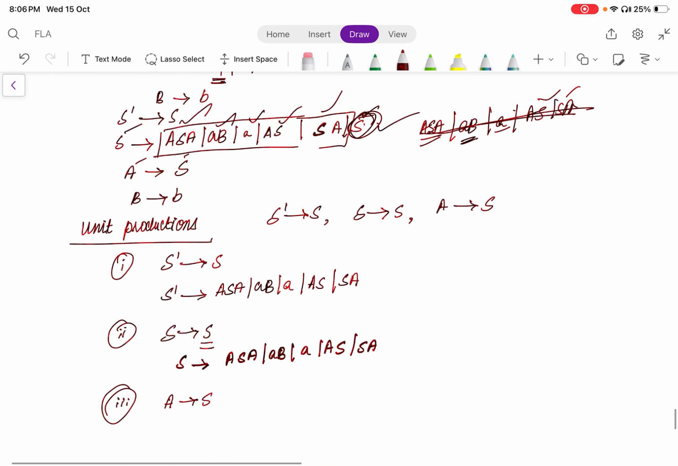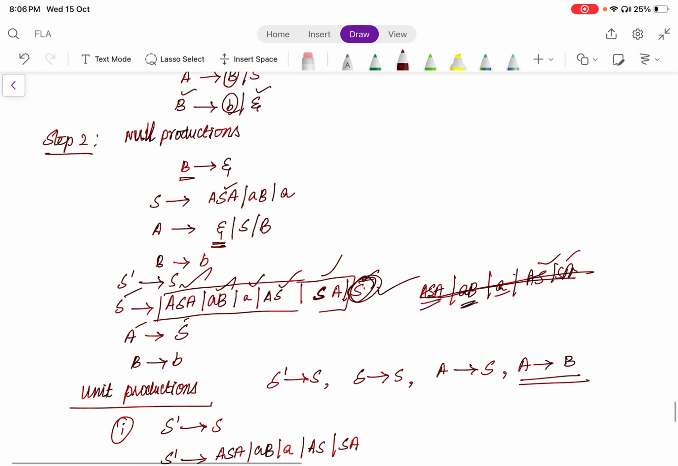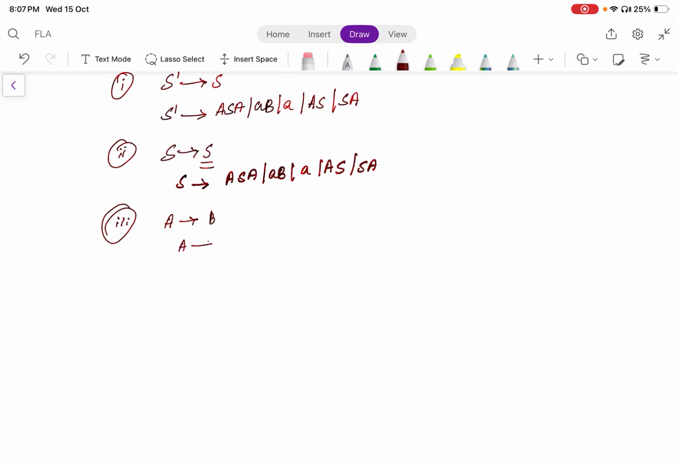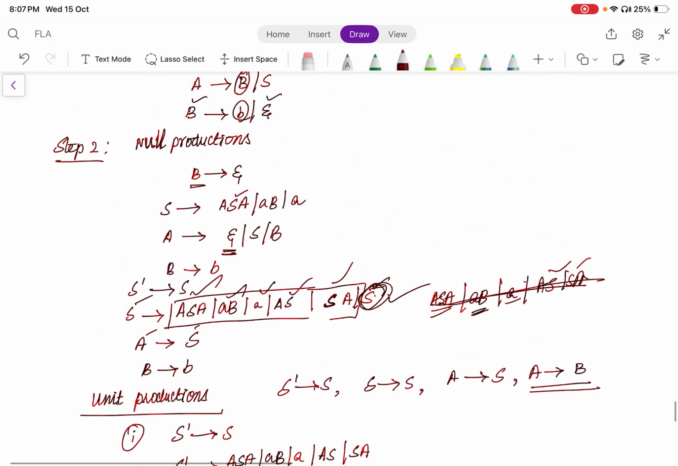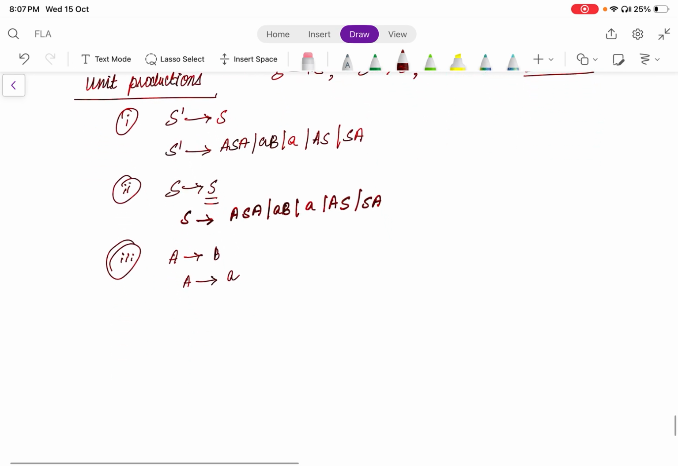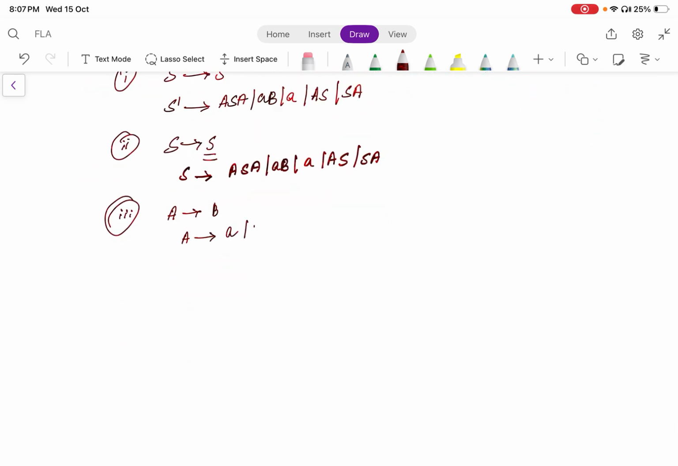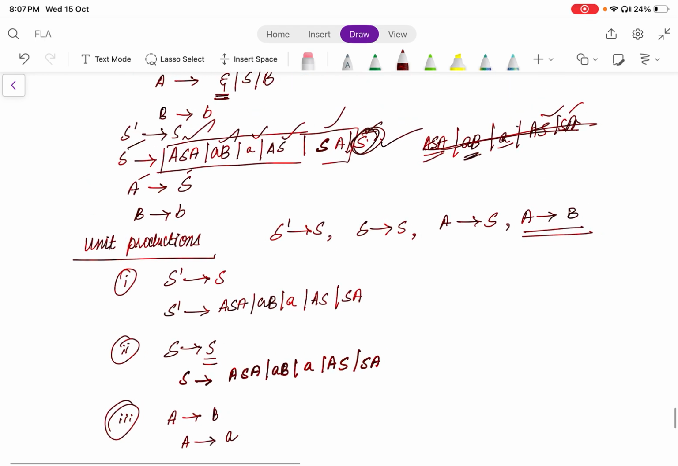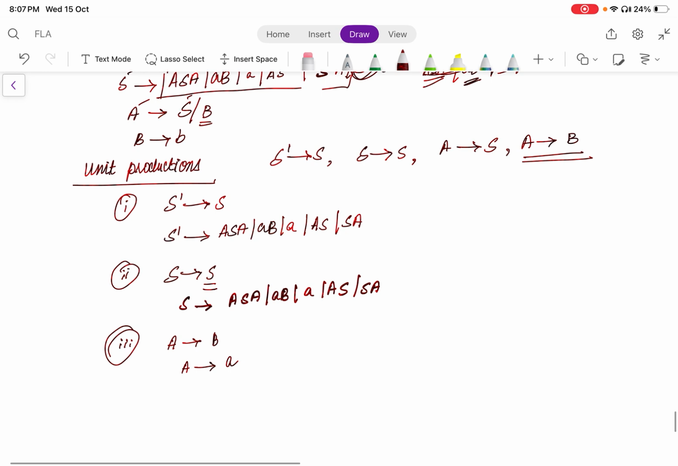So you will have another unit production A tends to B, right? First let's remove that one. So A tends to B. How can I remove that? The value of B you have is a small b, right? So I can substitute B, and A tends to small a. Right now we have only A tends to small a. First I'm trying to remove this. Okay, you have only A now.